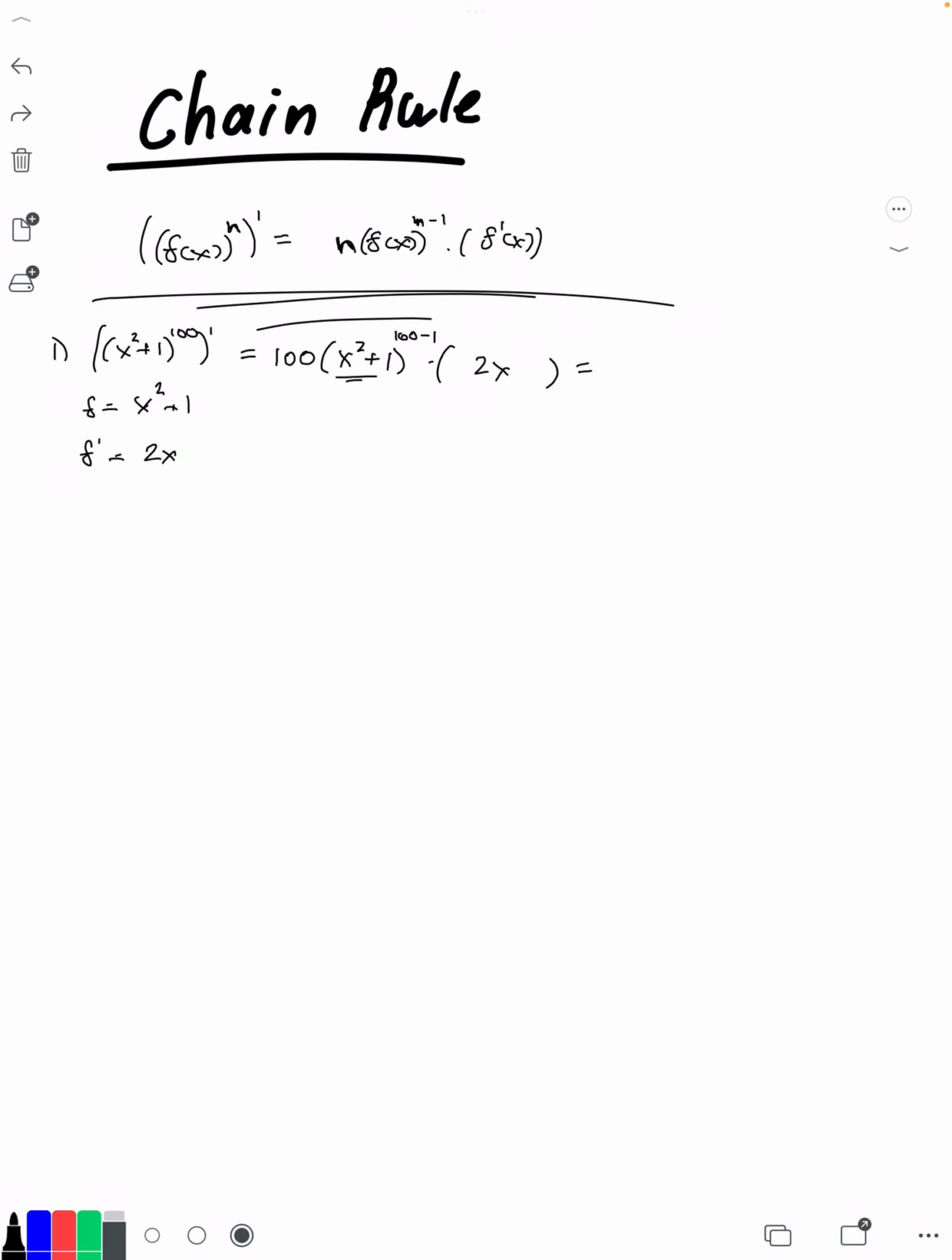So the result is gonna be 200x, which is 100 multiplied by 2x, and then we're gonna open parentheses, x squared plus 1 to the power of 99. So 200x multiplied by x squared plus 1 to the power of 99. Let's look at another example.